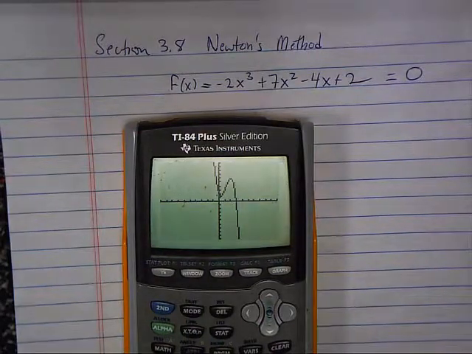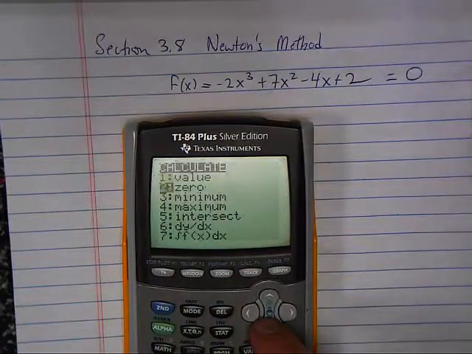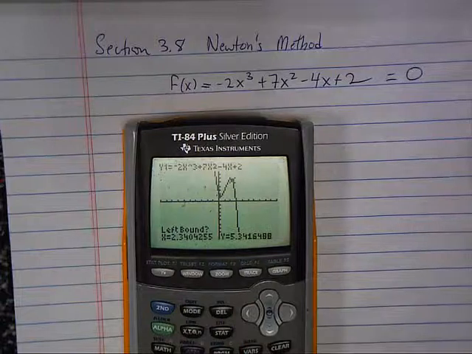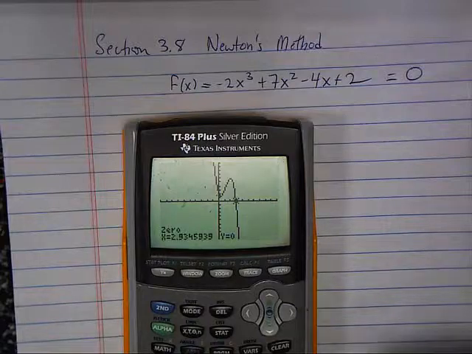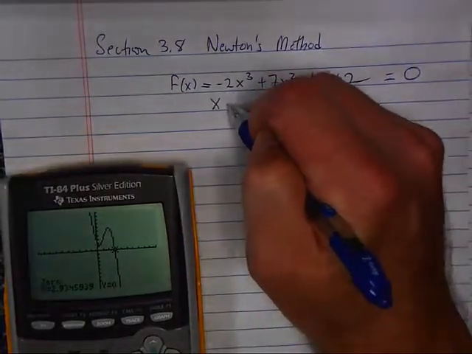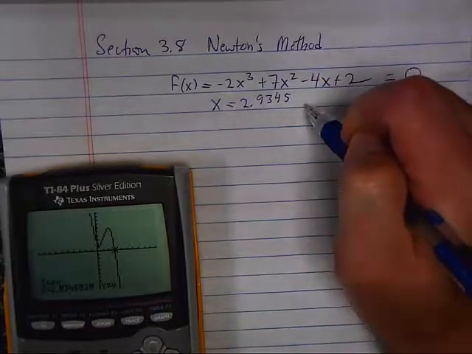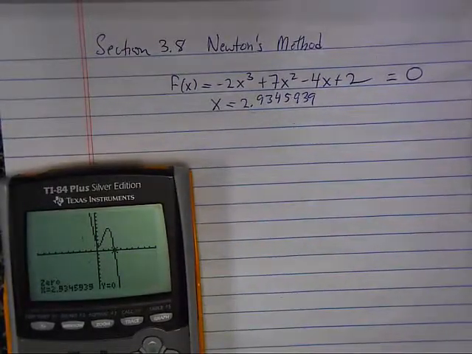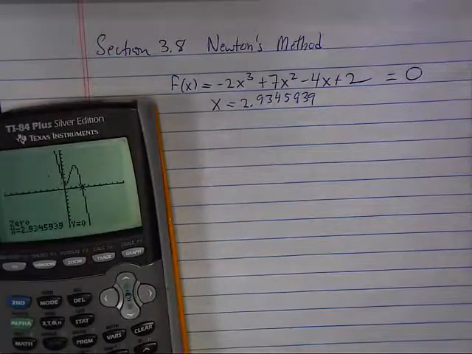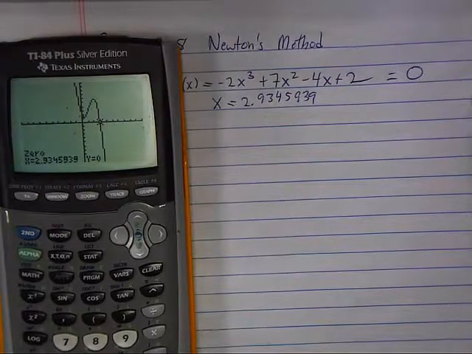What is it? Looks like 3. All right. Let's just check for sure. Calculate the zero. Looks like the answer is x equals 2.9345939. Accurate to 1, 2, 3, 4, 5, 6, 7 decimal places. Now my question is, how did the calculator get that answer?